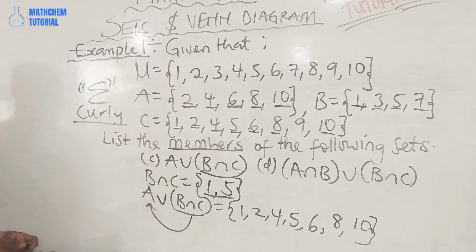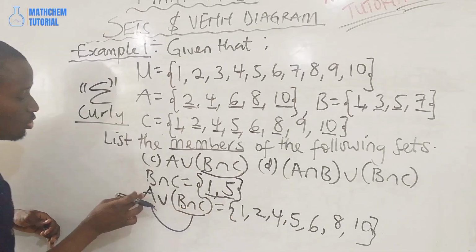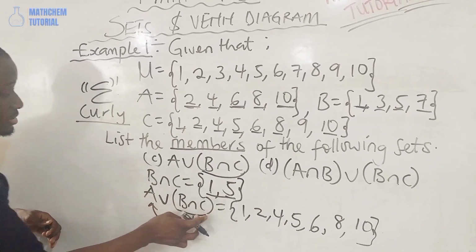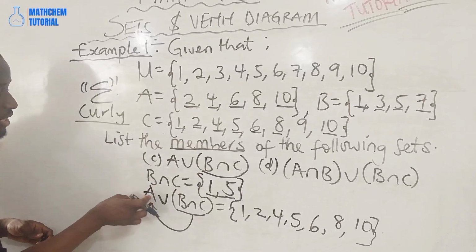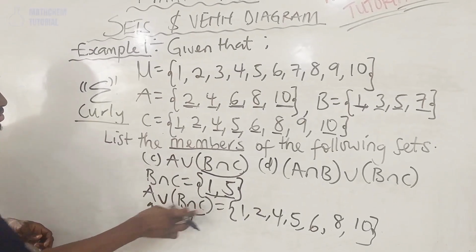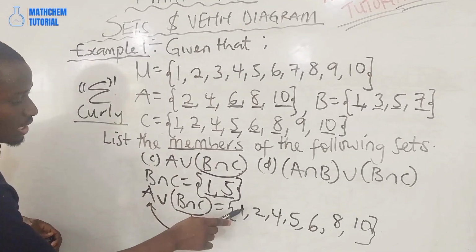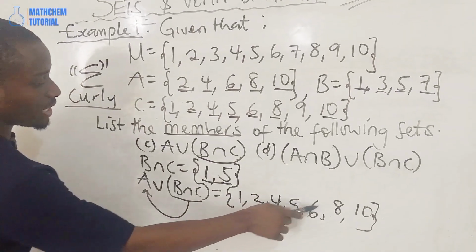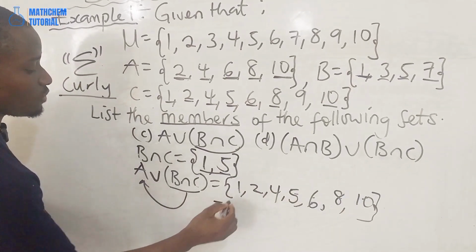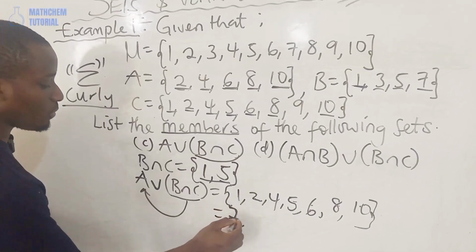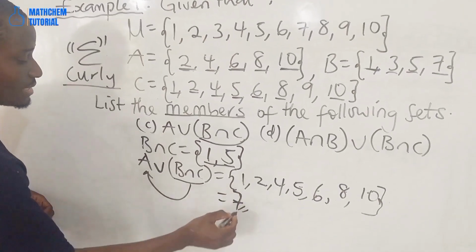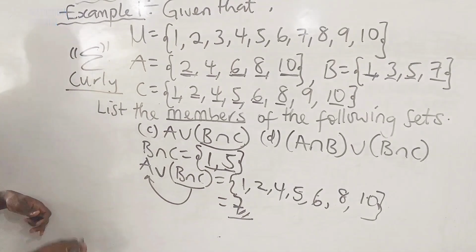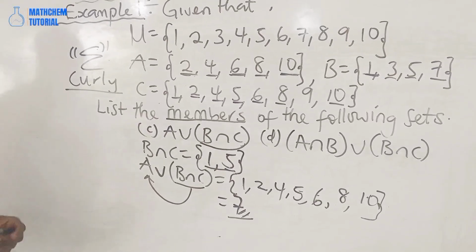But what if they now ask us that, okay, what is the cardinality of A union B intersection C? Or they call it number of A union B intersection C. That means you just come over here to count all the elements we have here, which is going to be 1, 2, 3, 4, 5, 6, 7. So that will just give you 7 for the number of A union B intersection C, or cardinality of A union B intersection C.